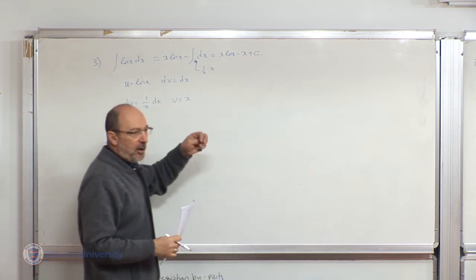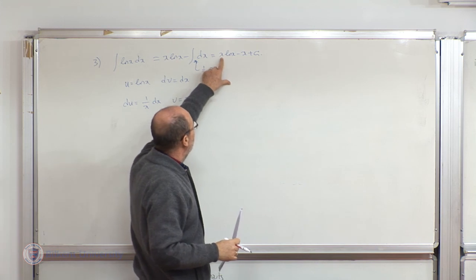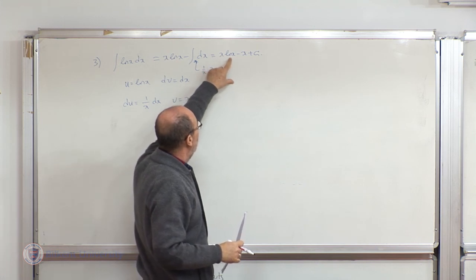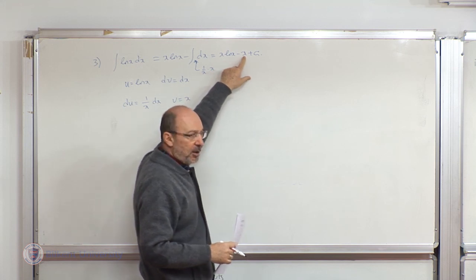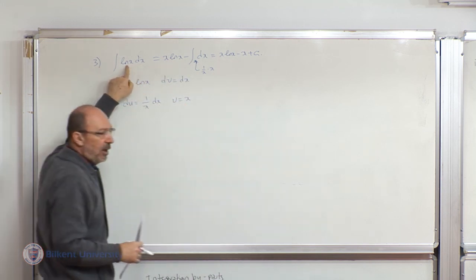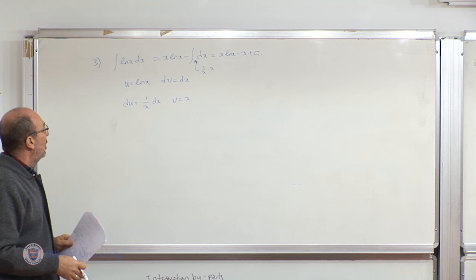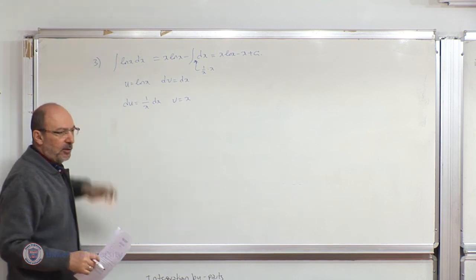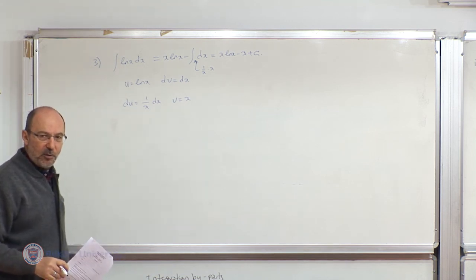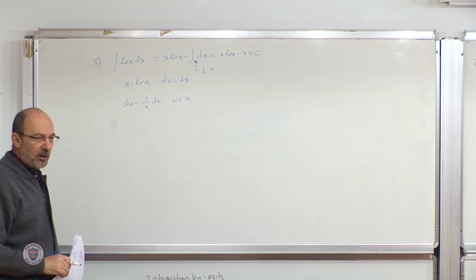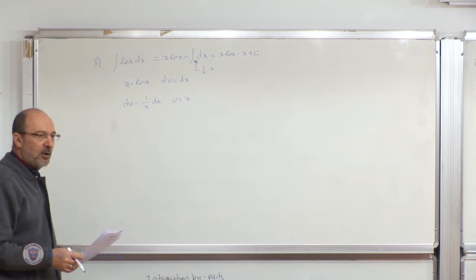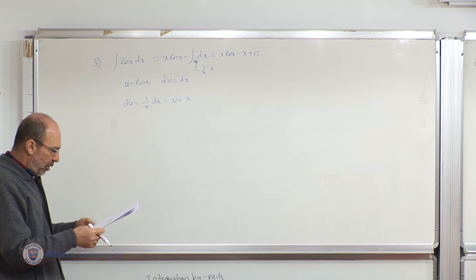Let's check the derivative. The derivative of this is 1 times ln x plus x times 1 over x, which is 1, minus the derivative of this, which is minus 1. The 1's cancel, and you end up with ln x. This is something that you try every time you see a horrible function here. This is one of the techniques that you try. Sometimes it works like this. Sometimes it doesn't work, and you have to be more inventive.